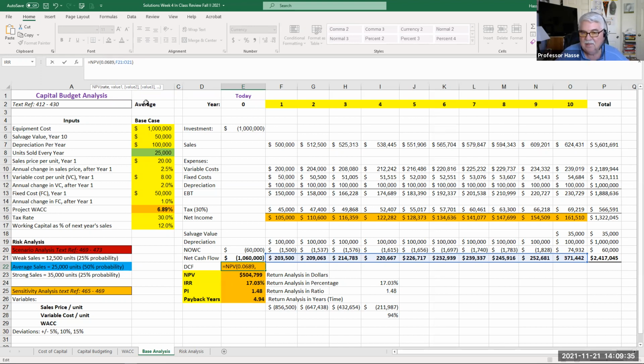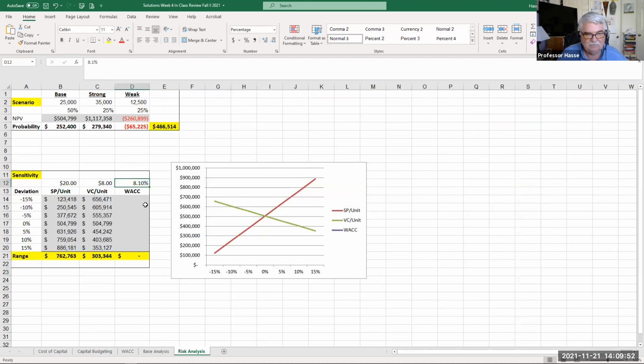6.89% is now the discount rate. And naturally, with a lower cost of money, we should be making more money. And we do. 600,855 at a cost of capital of 6.89%, which is a 15% reduction.